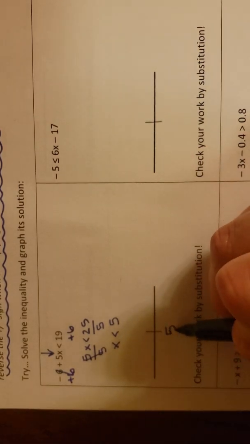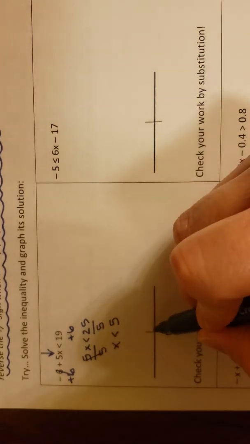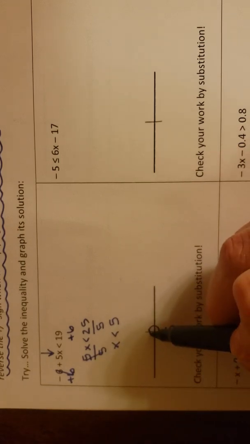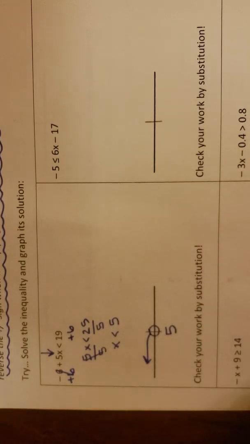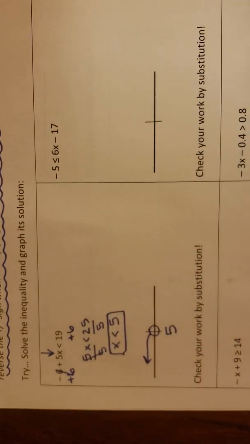So to graph, will I have an open or a closed circle? Open, because my solution is x is less than 5, but that doesn't include 5. And then to the left. So that's the inequality, and that is the graph.